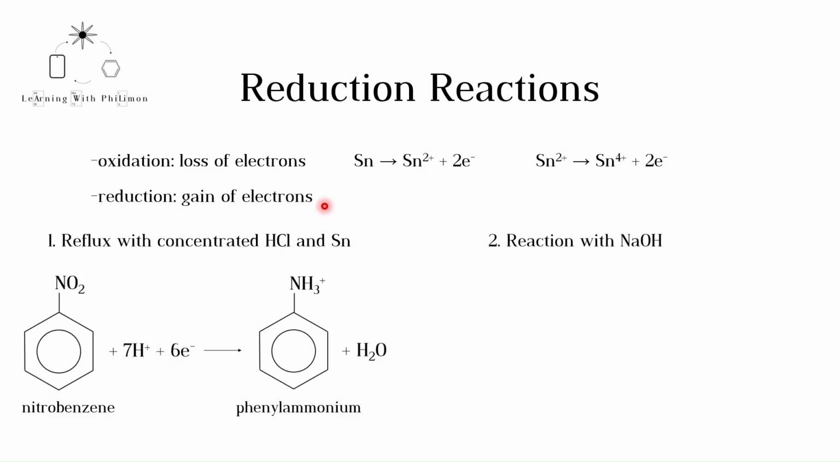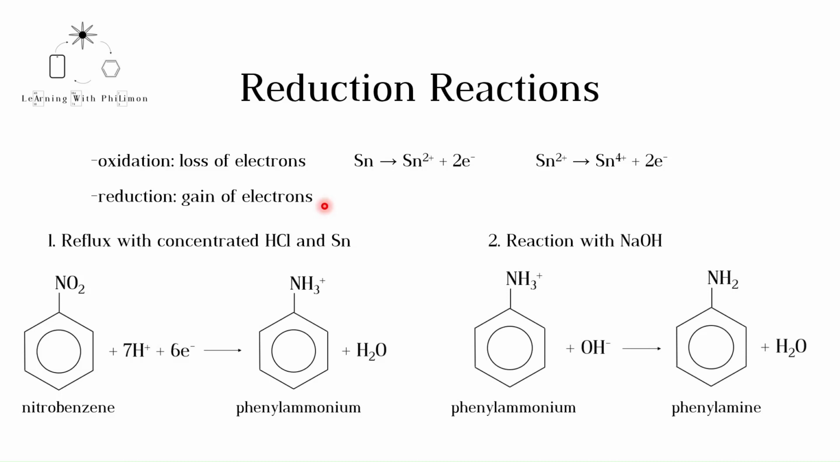In the second step, the phenylammonium ion is reacted with sodium hydroxide. The hydroxide ions, OH-, remove a proton from the NH3+ group. Phenylamine is formed, along with water as a byproduct.